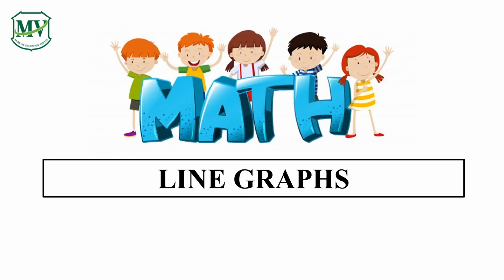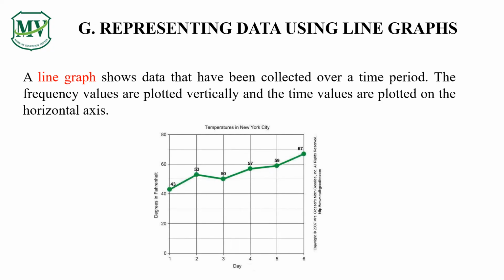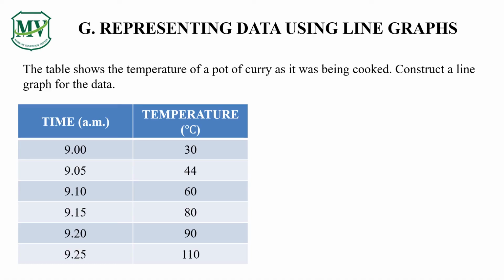Now, let us talk about line graphs. A line graph shows data that have been collected over a time period. The frequency values are plotted vertically and the time values are plotted on the horizontal axis. This is an example of a line graph. Now, we are going to learn how to represent data using a line graph. The table shows the temperature of a pot of curry as it was being cooked. Construct a line graph for the data.